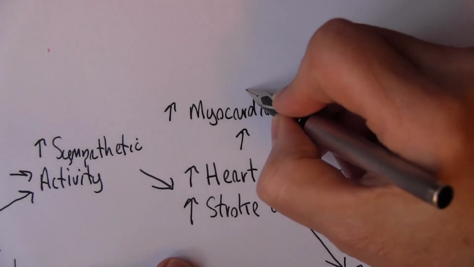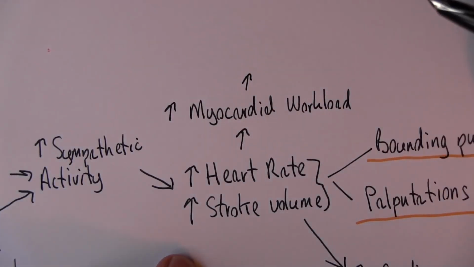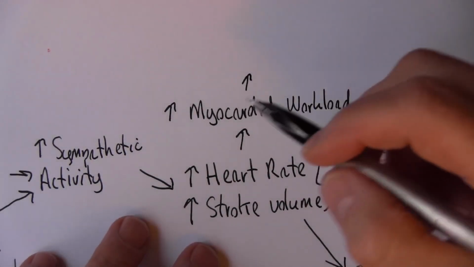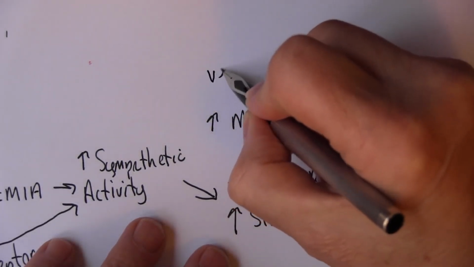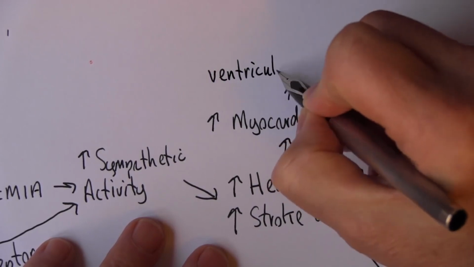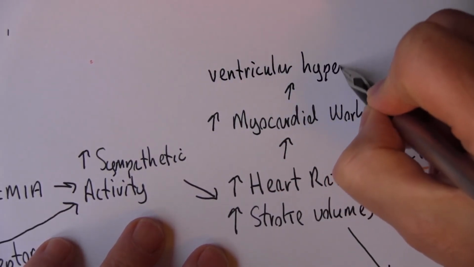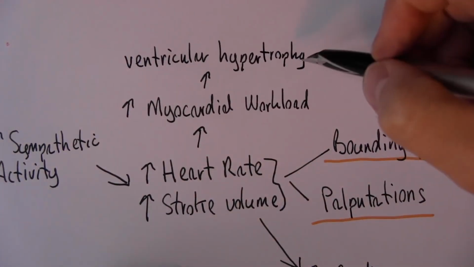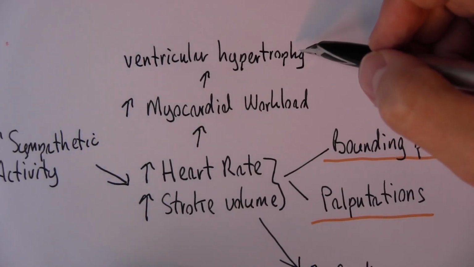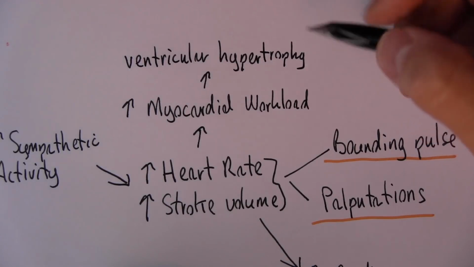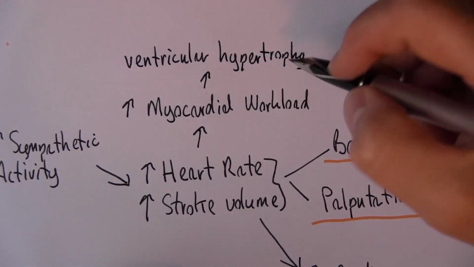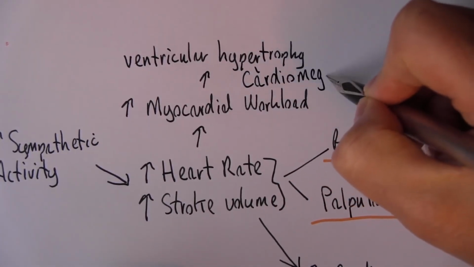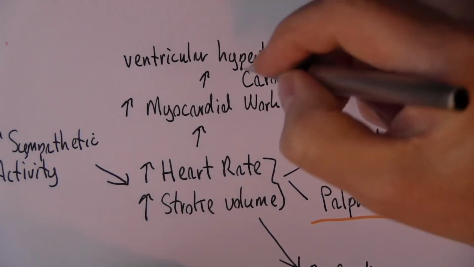But over time, this is going to increase. Like if you go to the gym and work out, muscles are working harder, the muscles are going to get bigger over time. So it's the same with the heart. We're going to get ventricular hypertrophy, and other damage to the myocardium. The heart's going to be enlarged. On the chest x-ray, of course, you'll notice that as a cardiomegaly. Long-term complication of anemia.